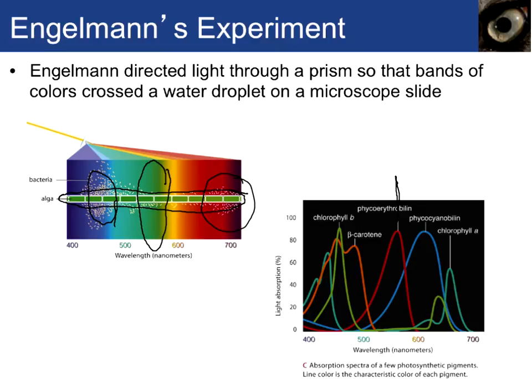Specialized to absorb light between 500 and 600 nanometers. And the reason why is because this is the only wavelength of light that penetrates water. So if you have kelp growing deep in the ocean, it's going to be specialized to absorb light that can actually penetrate deep into the water.